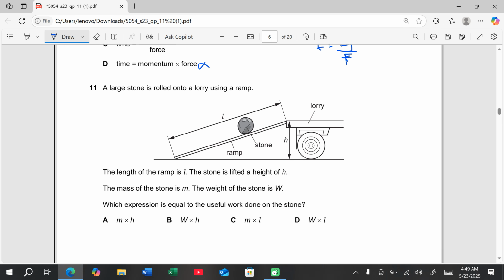A large stone is rolled onto a lorry using a ramp. The length of the ramp is given, the height of the ramp is given, and the stone is lifted a height h. The mass of the stone is m and the weight of the stone is w. Which expression is equal to the useful work done on the stone? Now that is very important, on the stone. Since the stone is being lifted to a height of h and it has a force which is w, this is mgh, the work done against gravity, so that is going to be your answer.